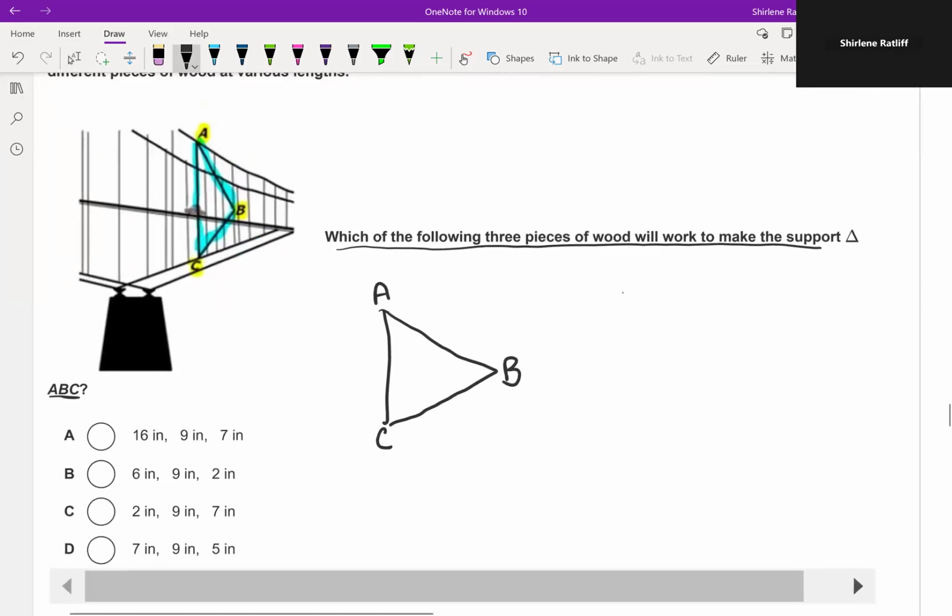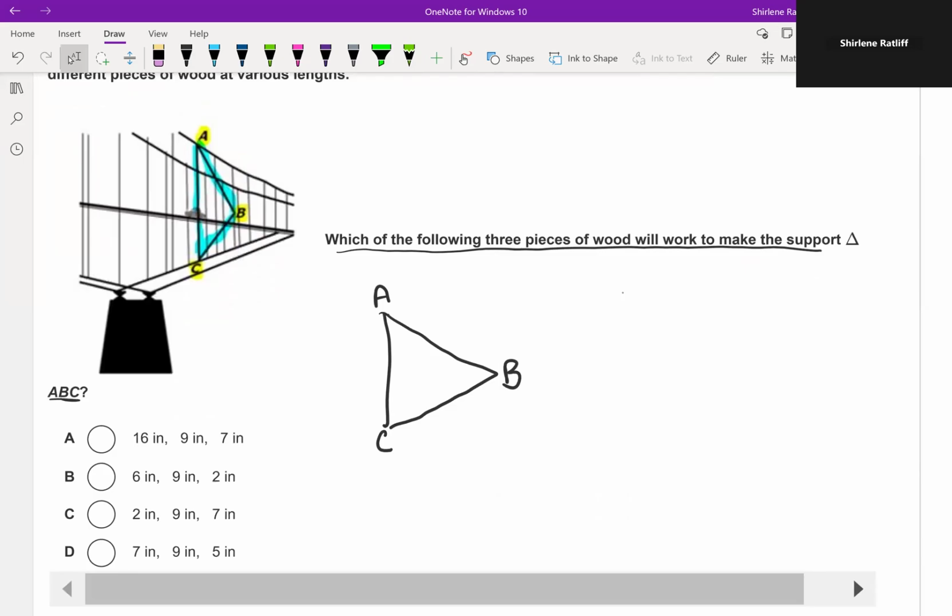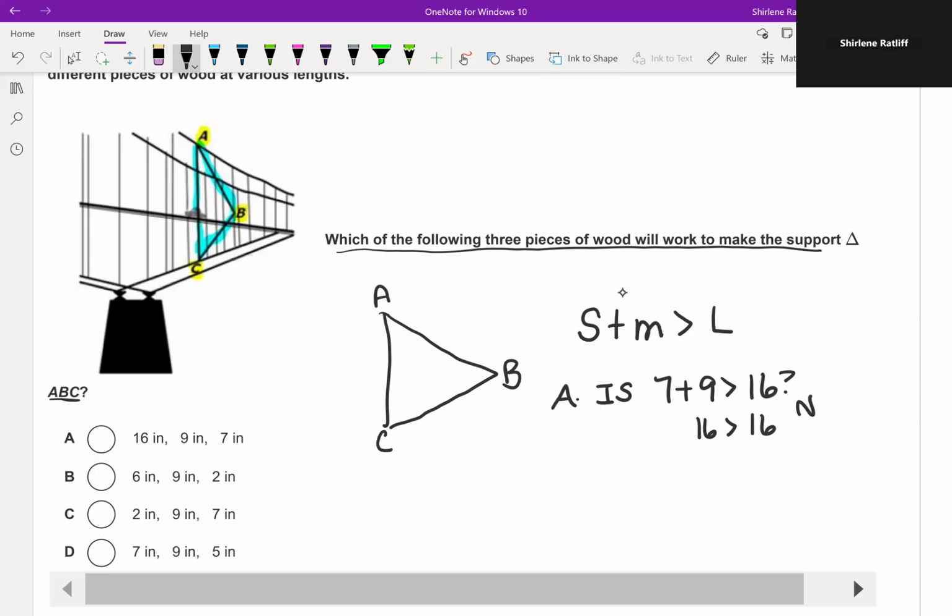All right, so this is just the triangle inequality. We want the small side plus the medium side to be greater than the large. All right, so for A, is 7 plus 9 greater than 16? Is 16 greater than 16? No, so it's not A.